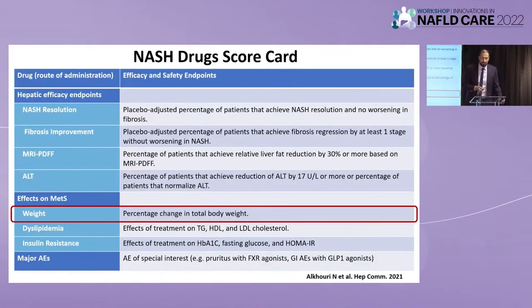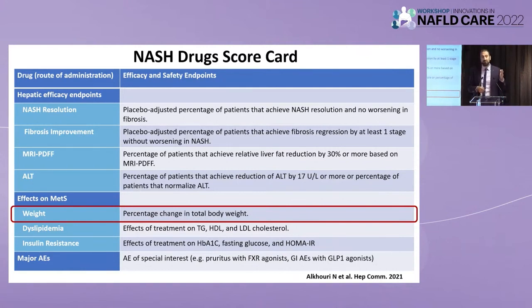And finally, I want to leave you with a couple of slides on how we need to assess the new NASH drugs and how important it is to think of NASH as a systemic disease and not just as a liver disease. As hepatologists, we are so liver-centric. When we look at new drugs, we're always looking at liver outcomes. What's the percentage of NASH resolution, fibrosis improvement, reduction in liver fat, liver enzymes.